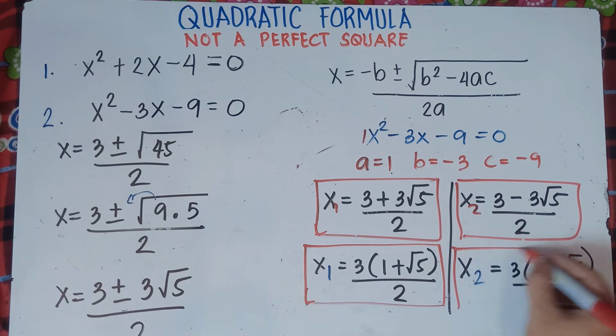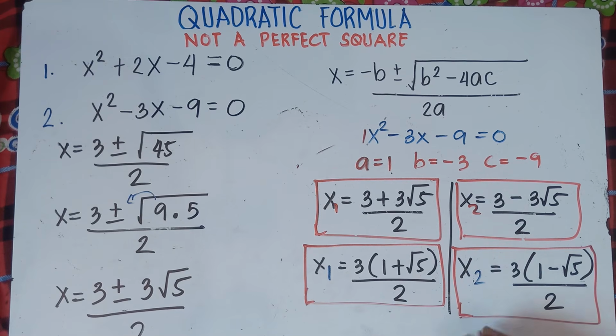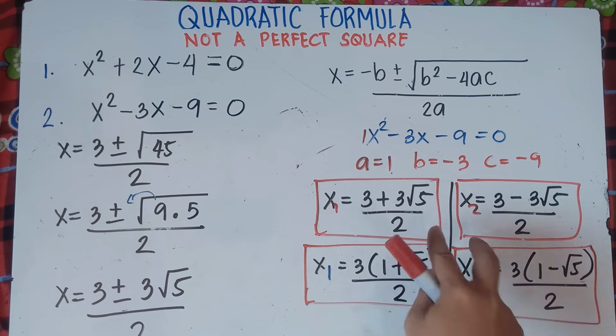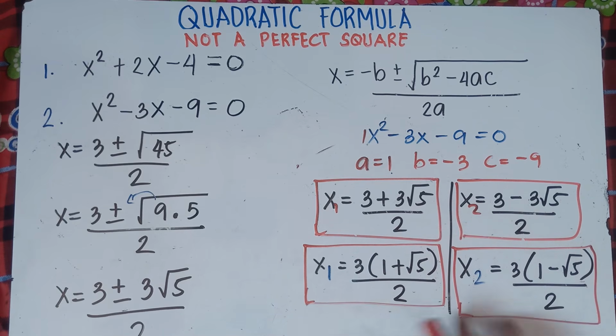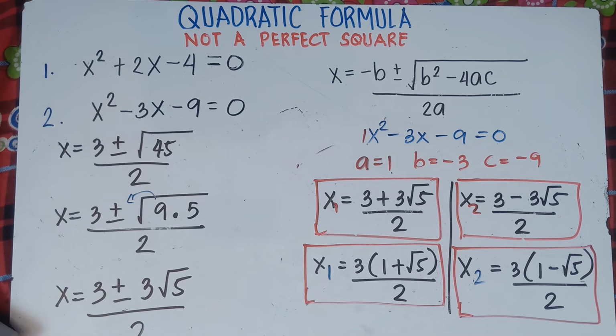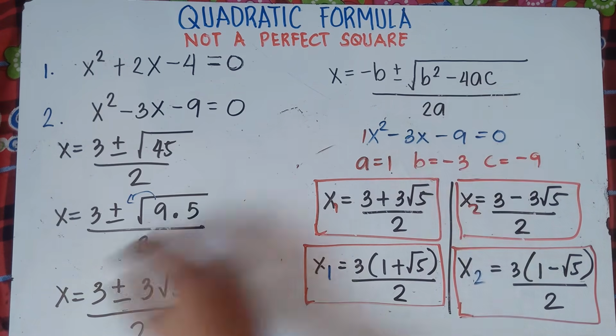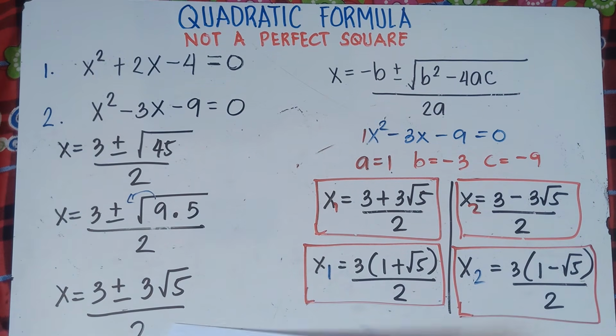Alright, so you can have these two answers, class. Any of these two answers are acceptable. So you can have this answer, x sub 1, x sub 2, or you can have the second answer. That's it, class. That's how you solve using the quadratic formula if the number in the square root is not a perfect square.